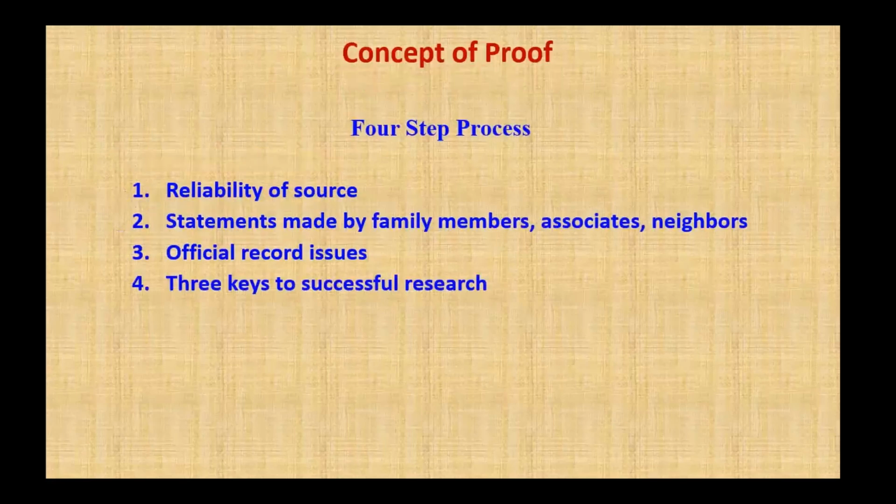When it comes to the concept of proof, it's a 4-step process. Number 1, the reliability of sources must always be established. Number 2, the statements made by family members, associates, and neighbors cannot always be taken at face value for a variety of reasons.